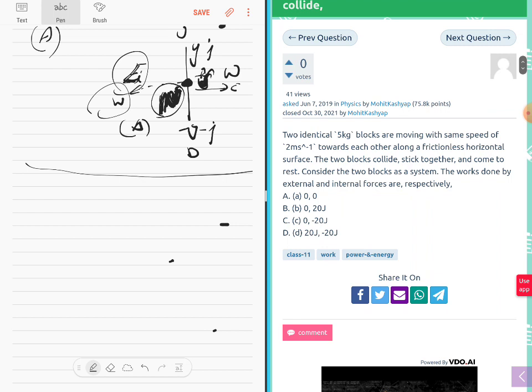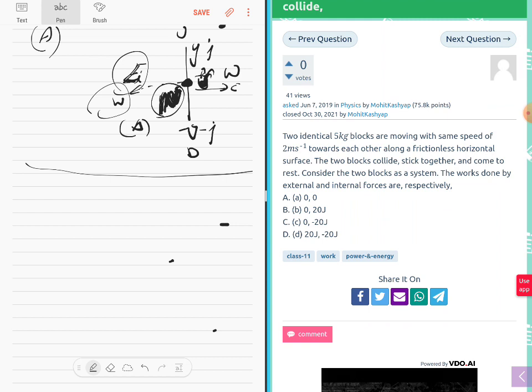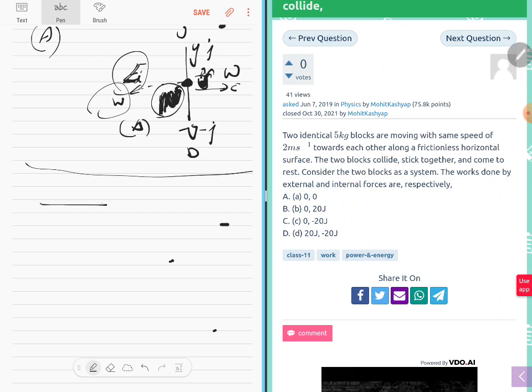Two identical 5 kg blocks are moving with the same speed, 2 meter per second, towards each other along a frictionless horizontal surface. The two blocks collide, stick together, and come to rest. Consider the two blocks as a system. The work done by the external and internal forces are.